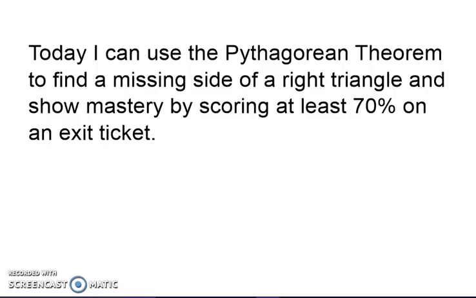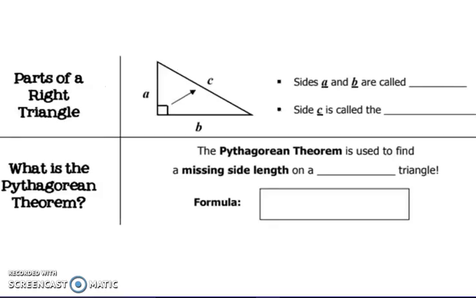Welcome to today's video. Today we're going to be focusing on using the Pythagorean theorem to find a missing side of a right triangle. We're going to show that mastery in class by scoring at least a 70% on an exit ticket. Hopefully you have the note sheet in front of you. If you don't, take out a blank sheet of paper and we'll get you a fresh one tomorrow.